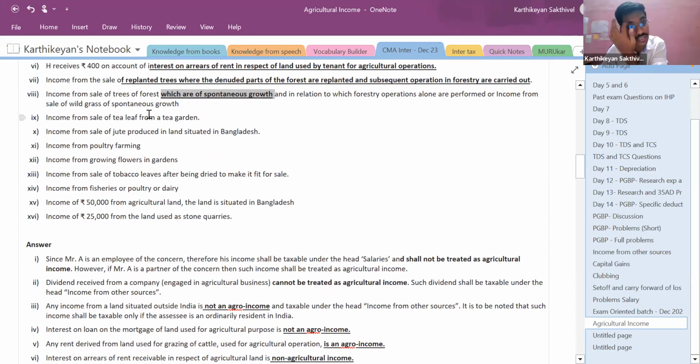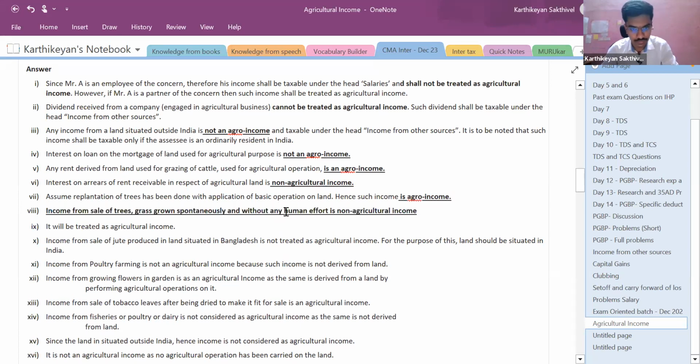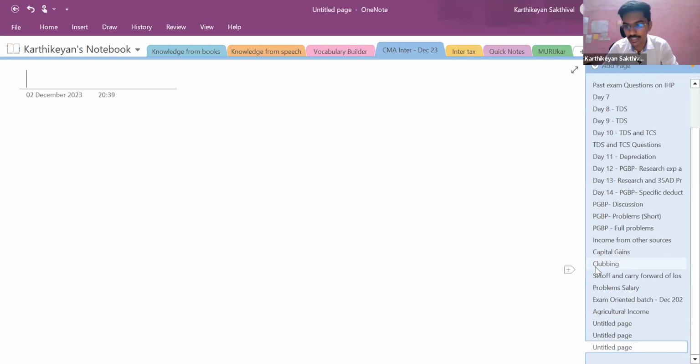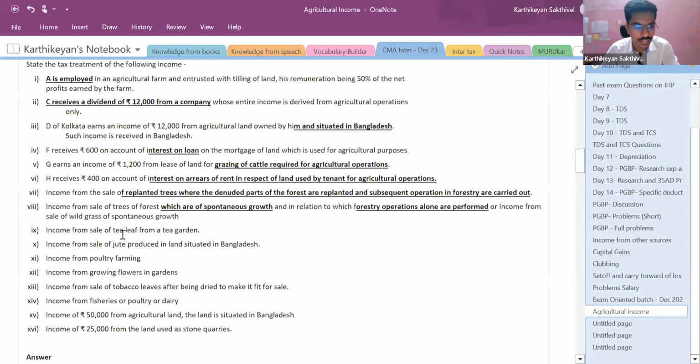Income from sale of trees of forest which are of spontaneous growth and in relation to which forestry operations alone are performed. There was a numbering error. This is actually a non-agricultural income. Since it is without any human intervention, it is to be treated as non-agricultural income. It does not involve any human effort. Basically, the basic and the subsequent operations, nothing is carried on by the assessee. Hence, it is to be treated as other than agricultural income.